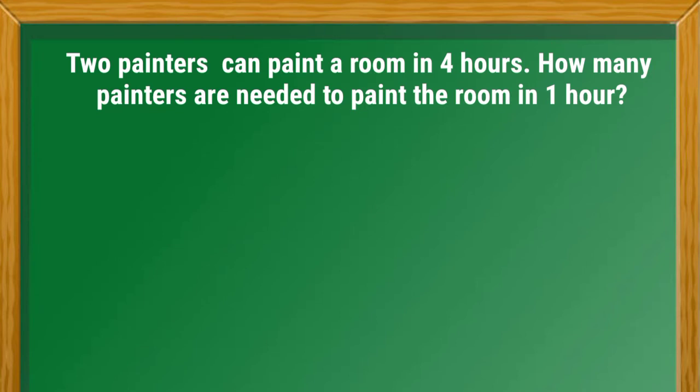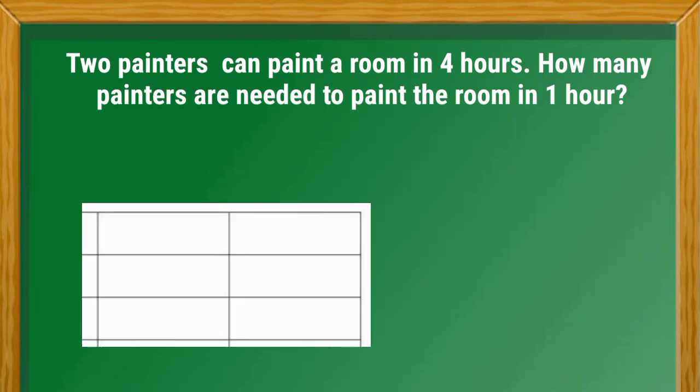We have problem number 2. 2 painters can paint a room in 4 hours. How many painters are needed to paint the room in 1 hour? If we analyze the given problem carefully, we can deduce that the greater number of painters, the smaller number of hours needed to paint the room. Like in our first problem, we have to make a table. In the first column we have the number of painters, and the second column is the number of hours.